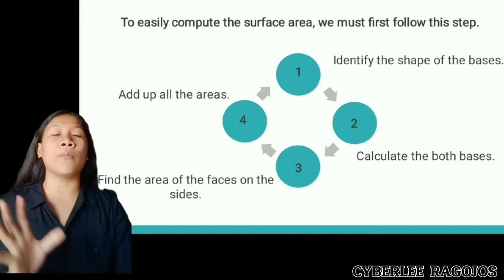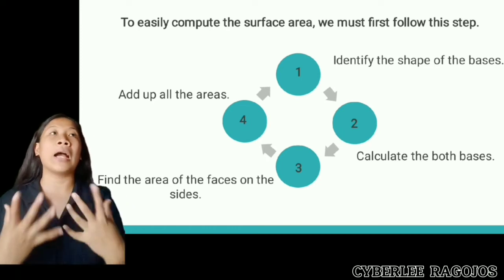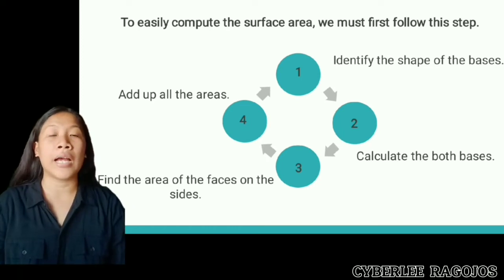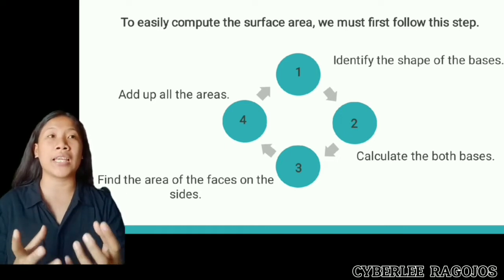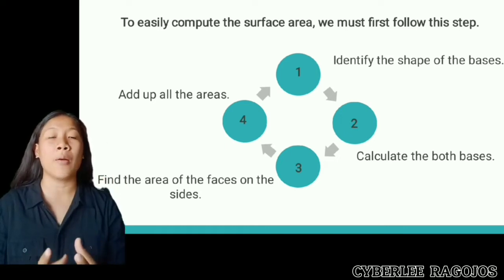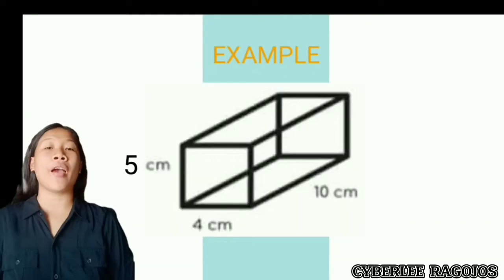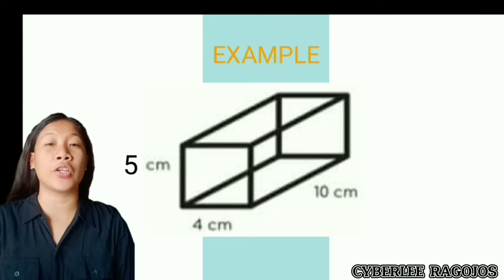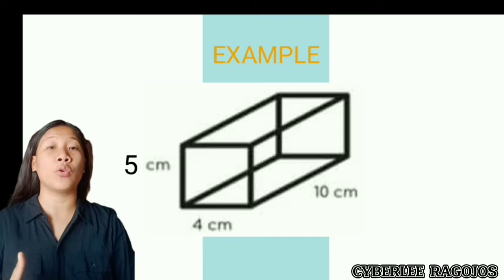So, meron tayong tips dito. The key is to find the area of all the individual faces and add them. Makaka-encounter tayo ng mga individual faces ng mga shapes na kailangan nating i-add lahat para makuha natin yung total surface area. So, we have an example which is a rectangular prism, kung makikita natin sa picture. And we must follow the steps.